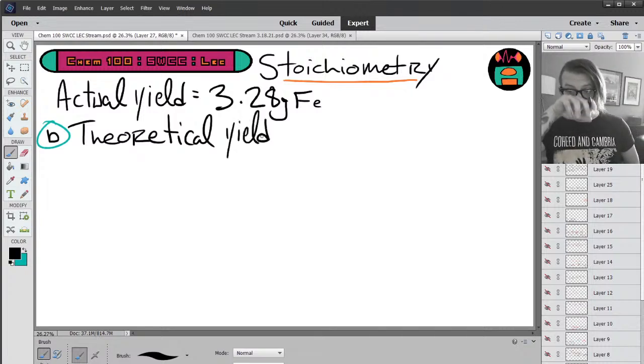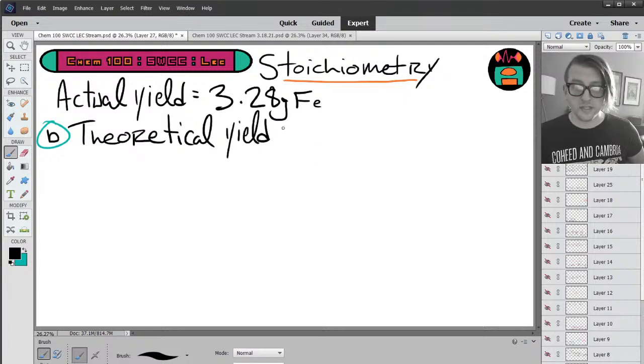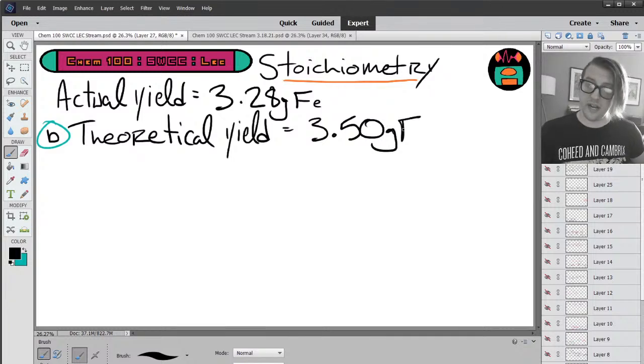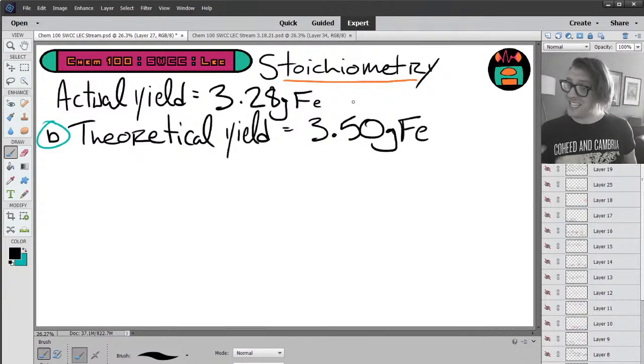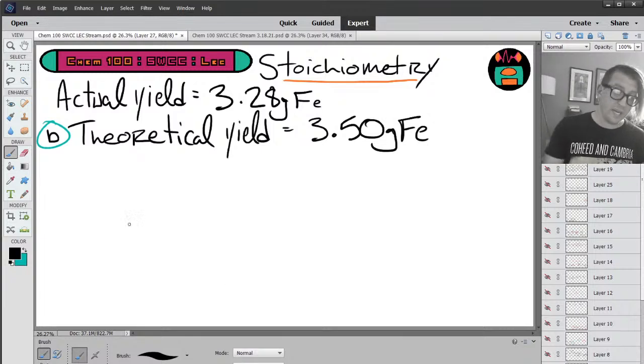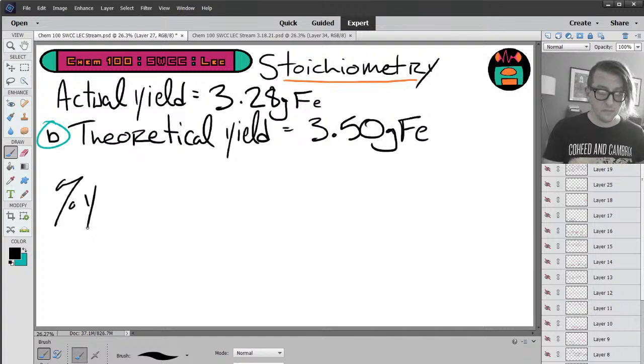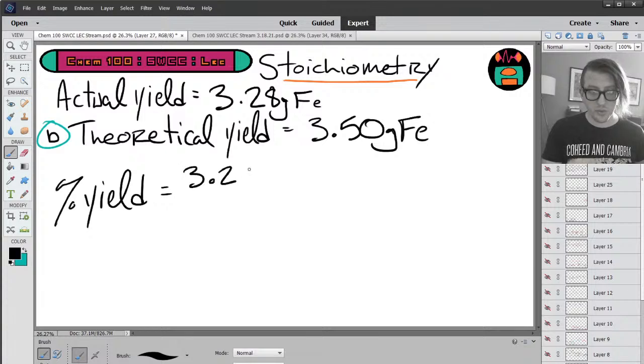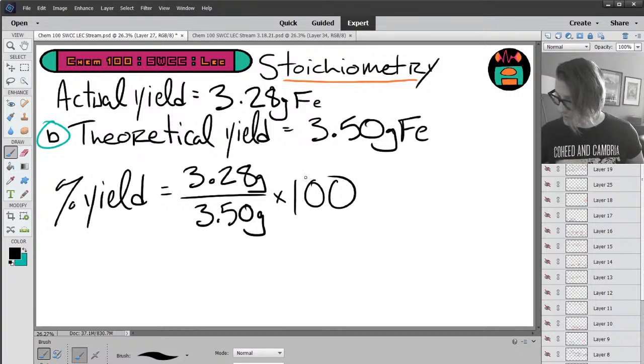All right, we found our theoretical yield, which was 3.50 grams of iron. Part C didn't give us the theoretical yield, but we found it in part B, and we're going to use that value now as we calculate our percent yield, which is 3.28 grams over our theoretical, 3.50 grams, times 100, divided by 3.5.